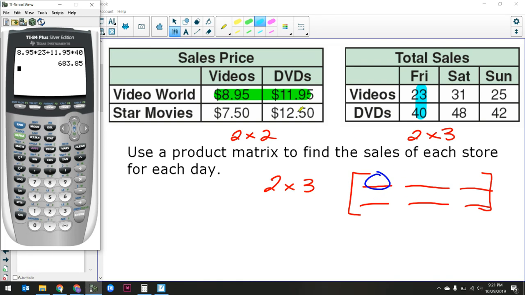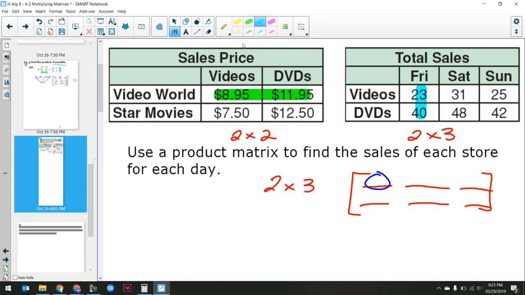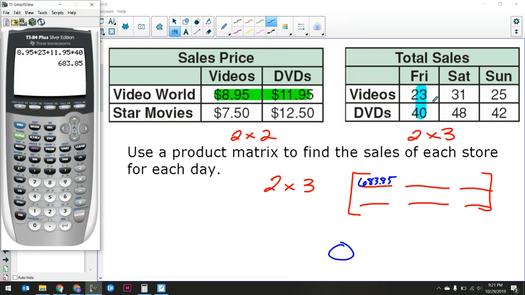That's 683.85. You all see that? 895 times 23 plus 1195 times 40. Okay, so now let's just keep going across.